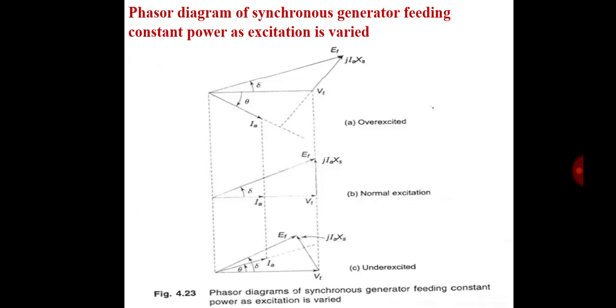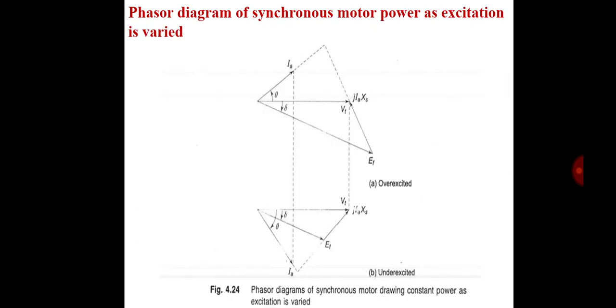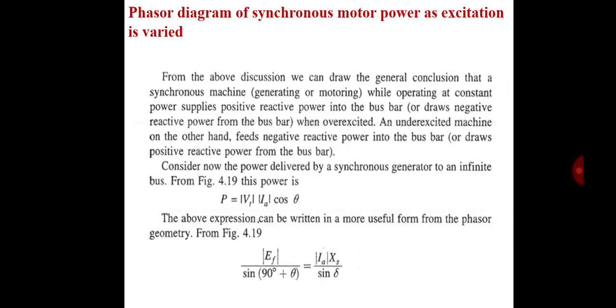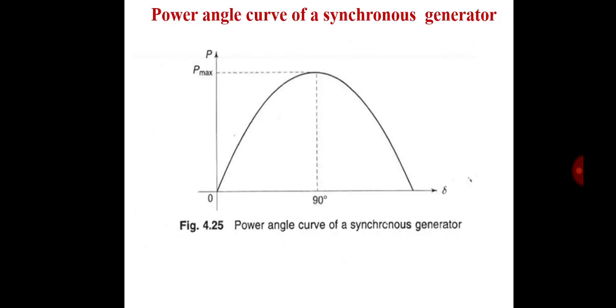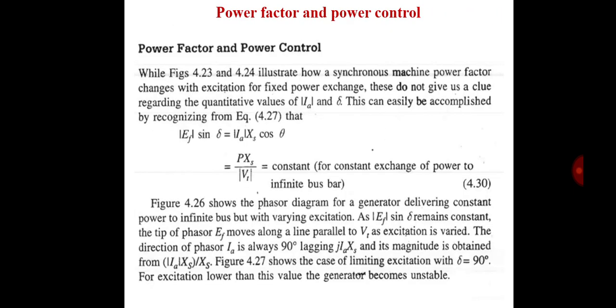This figure shows overexcited, normal excited and underexcited, and this figure shows motoring and generating. At those times we see how a synchronous machine's power factor changes with excitation for a fixed power exchange. This does not give us a clue regarding the quantitative value of IA and delta.